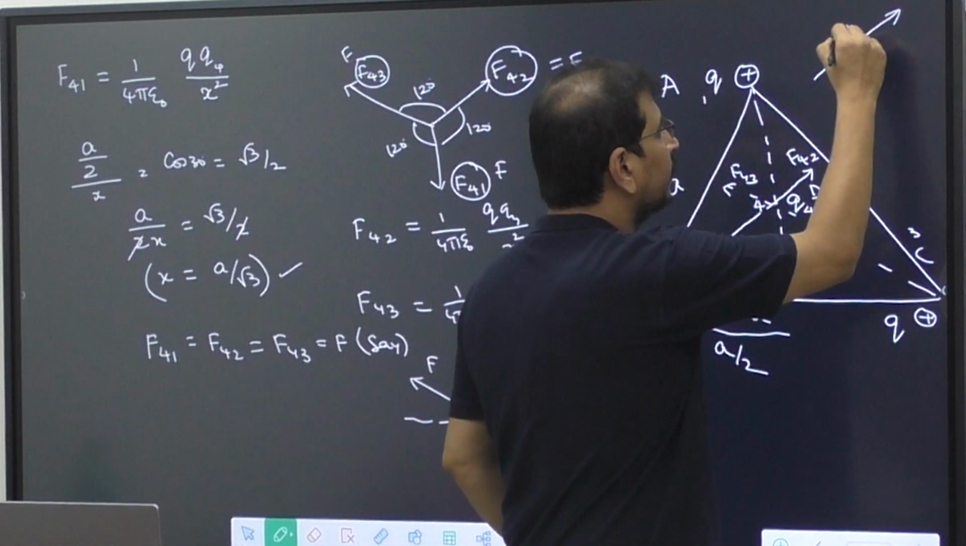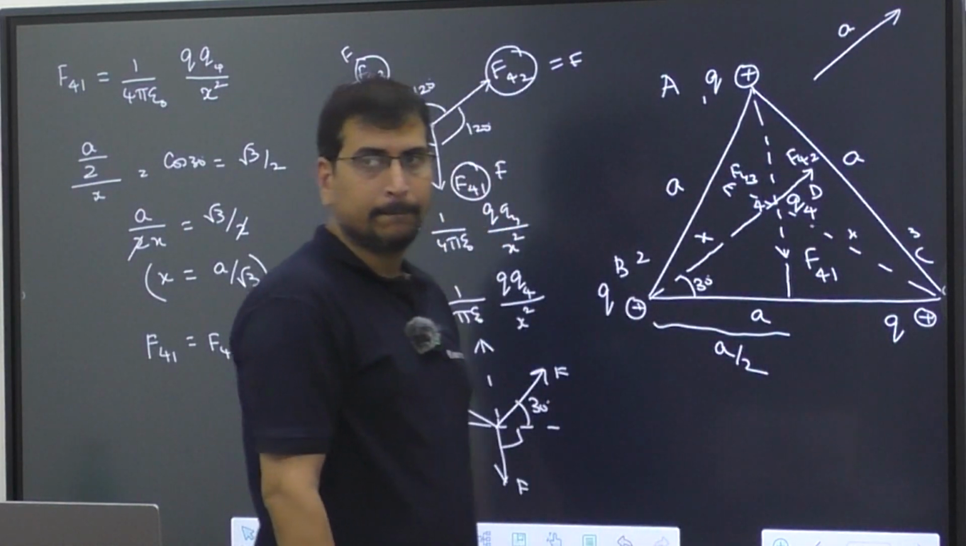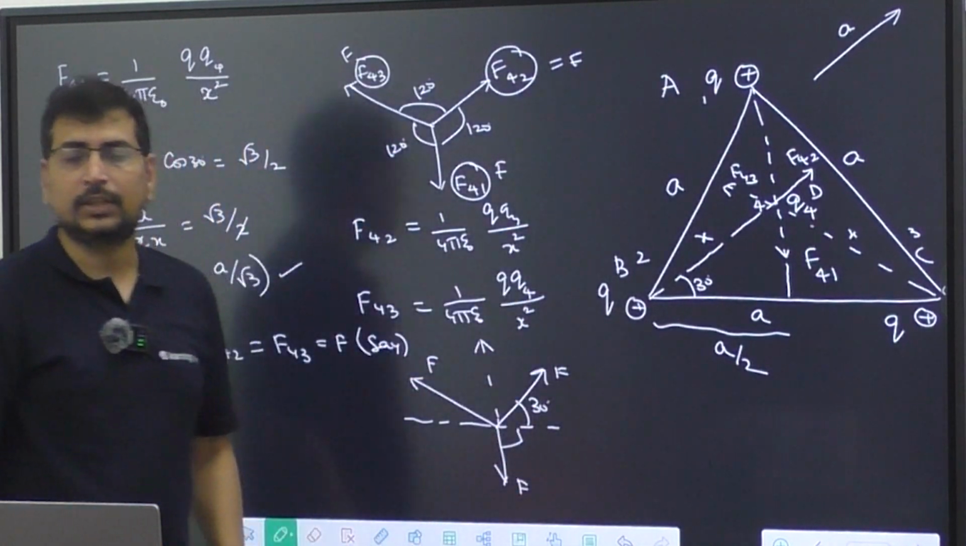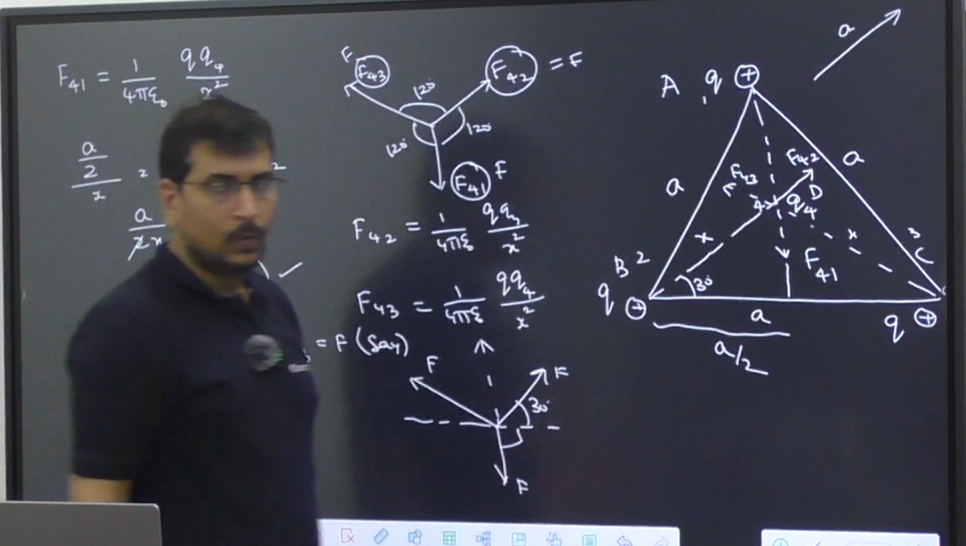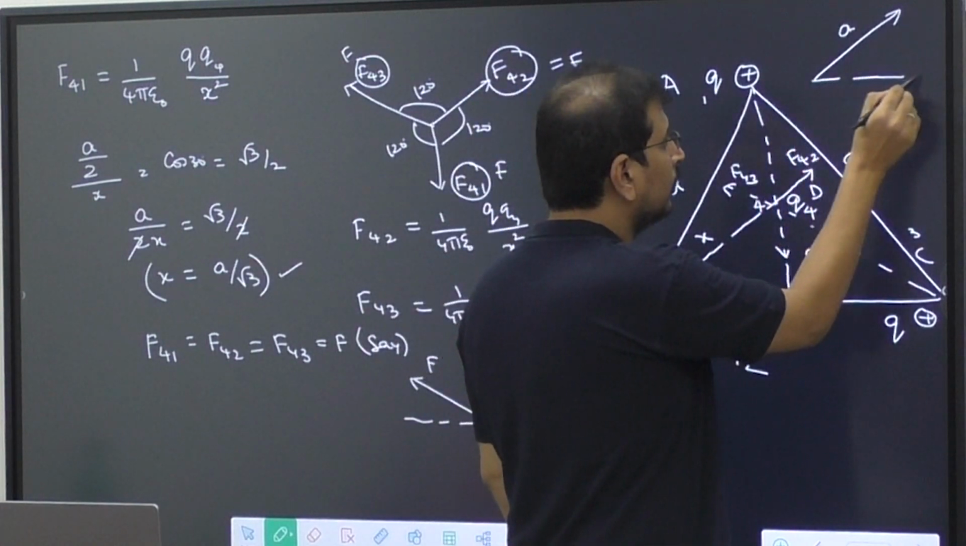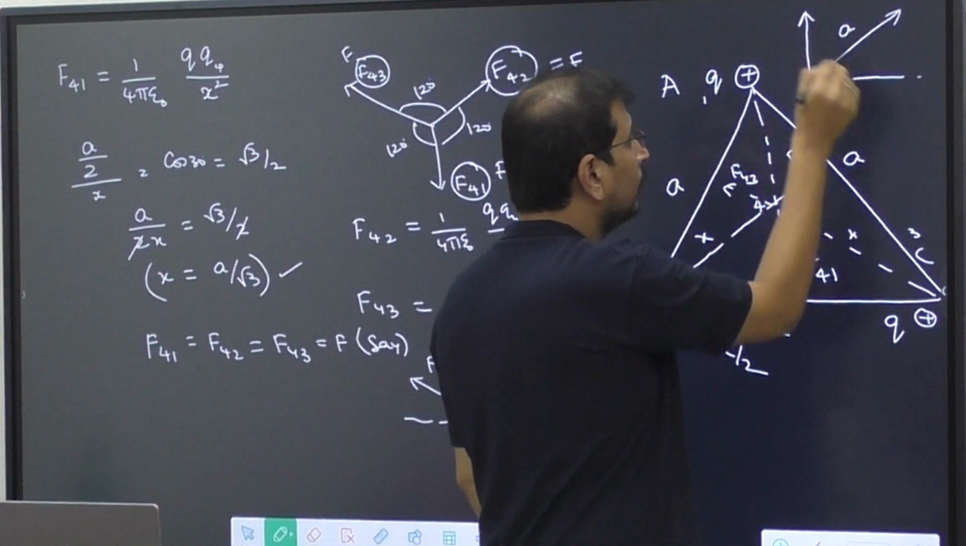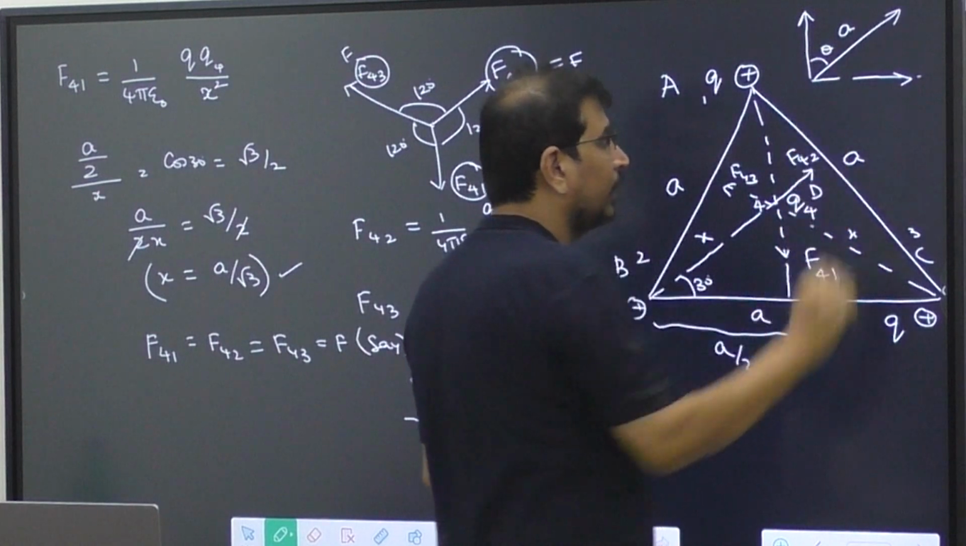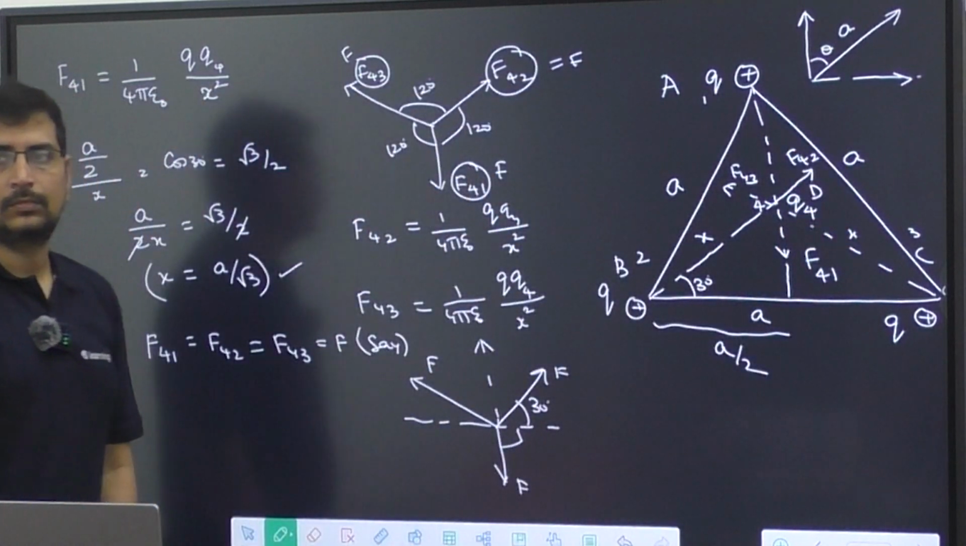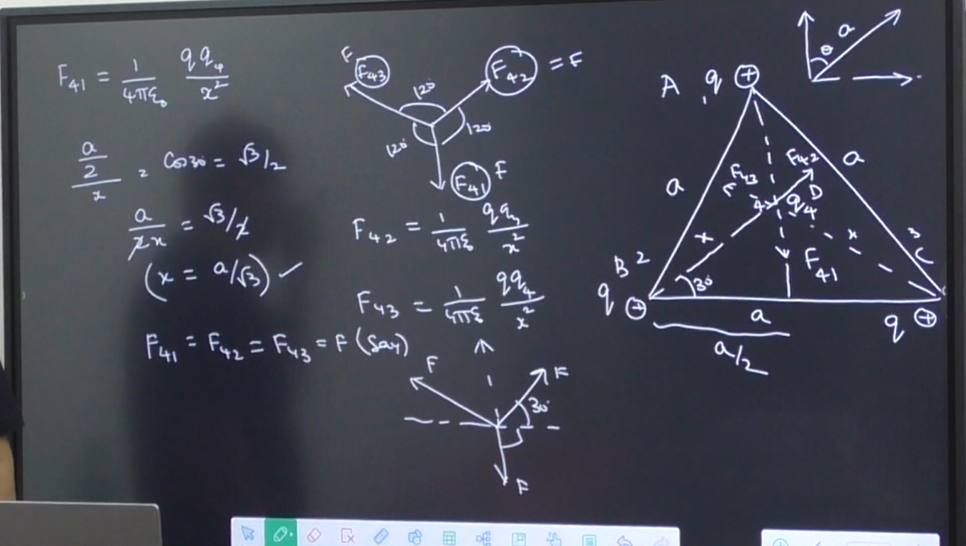So, if this is the case, if this is A, then resolve this vector into horizontal and vertical components, where this angle is theta. So, which one is cos theta? Which one is sin theta?